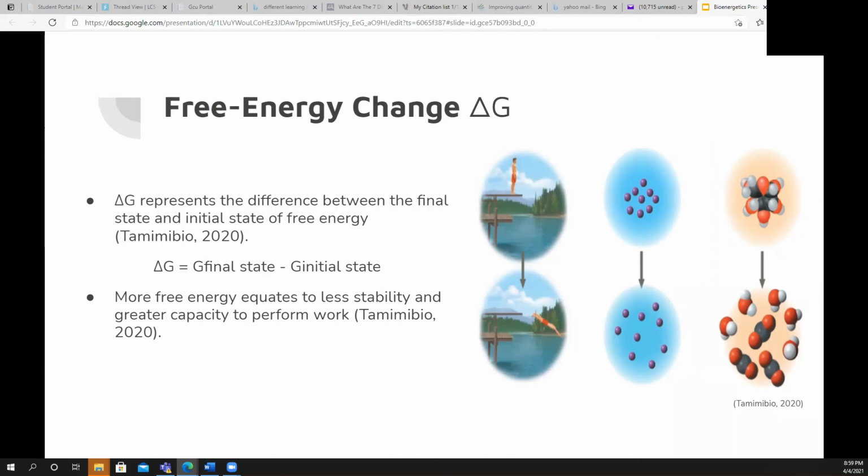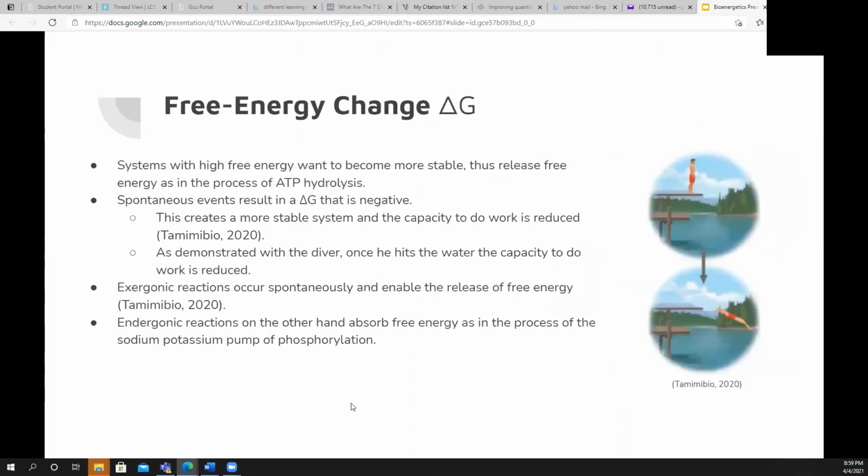Let's consider the picture to the right. The diver on top of a platform has a greater capacity to do work due to gravity. Molecules created by a concentrated release of a dye are able to disperse and cover more area. In a chemical reaction, a molecule can be broken down into a simpler form. So systems with a high free energy want to become more stable, thus release free energy, as in the process of ATP hydrolysis. Spontaneous events result in a free energy change that is negative.